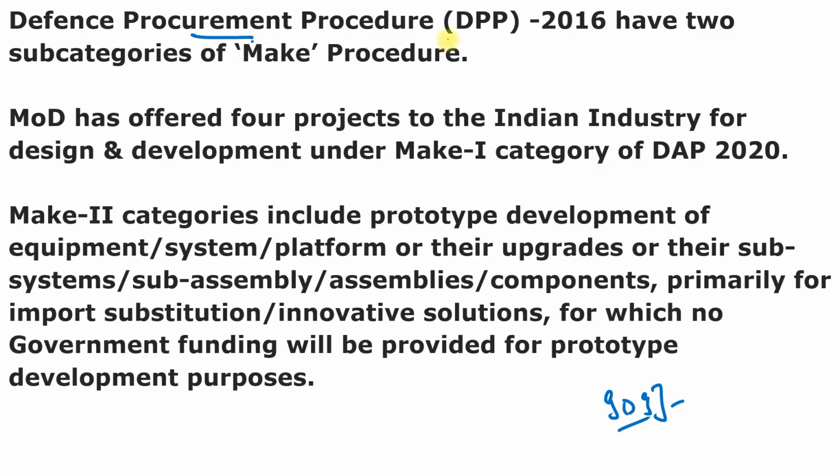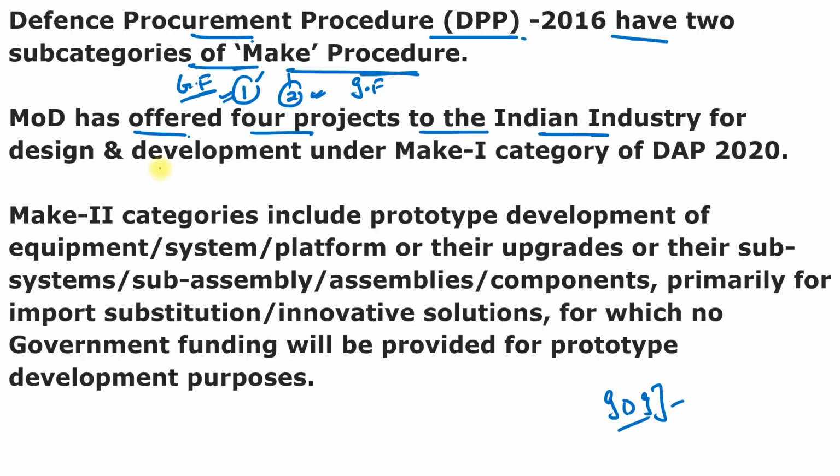So Defence Procurement Procedure 2016 had 2 subcategories of Make procedure. One is Make-1, second is Make-2. What is the difference? Make-1 projects are government funded and Make-2 projects are industry funded. So Ministry of Defence has offered 4 projects to Indian industry for design and development under Make-1 category of the Defence Acquisition Policy of 2020. And financial support will be provided to the industry for prototype development of these projects because this comes under the Make-1 category, so it will be government funded.